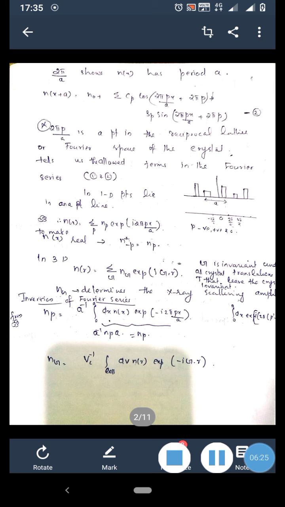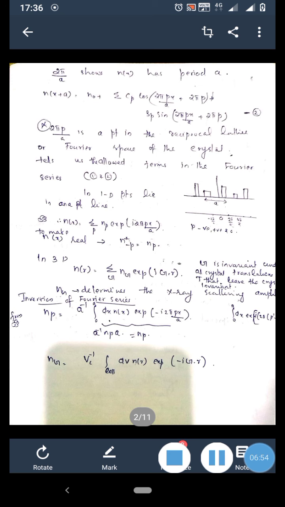A term is allowed if it is consistent with the periodicity of the crystal, and other points in the reciprocal space are not allowed in the Fourier expansion of a periodic function. But only the reciprocal lattice points are allowed. All the other points in the reciprocal space are not allowed. Only the reciprocal lattice points are allowed in the Fourier series expansion of a periodic function. So that is the importance of the reciprocal lattice.